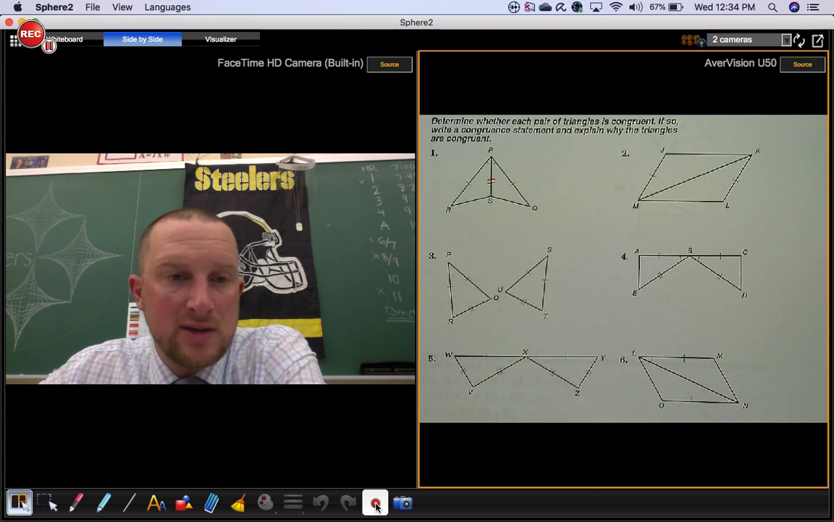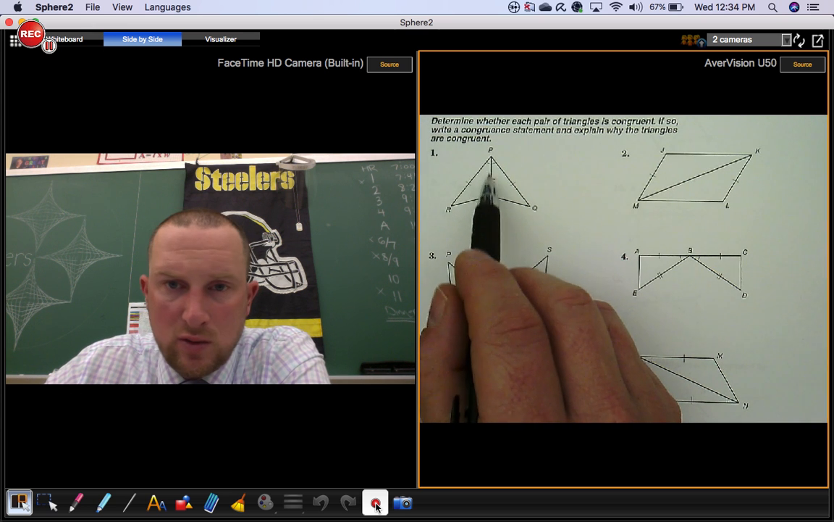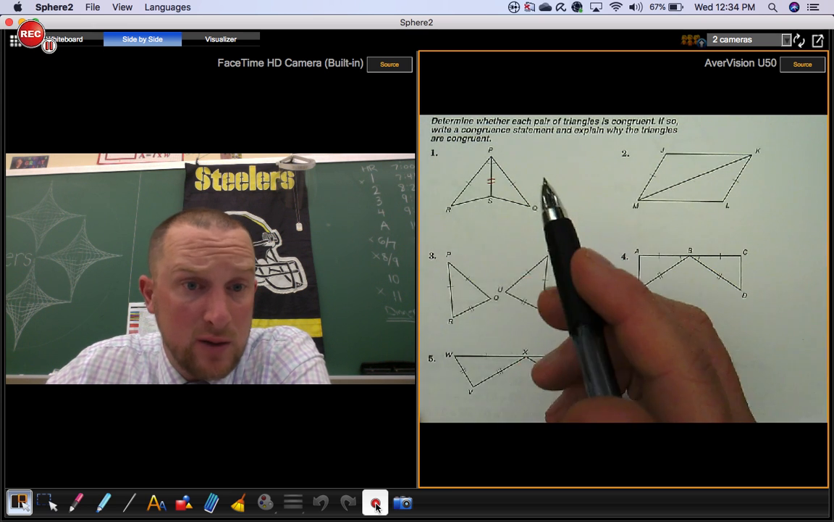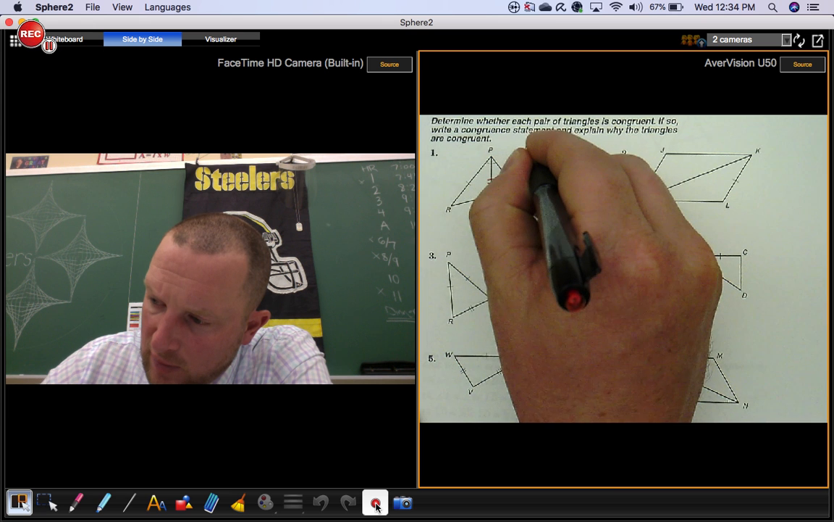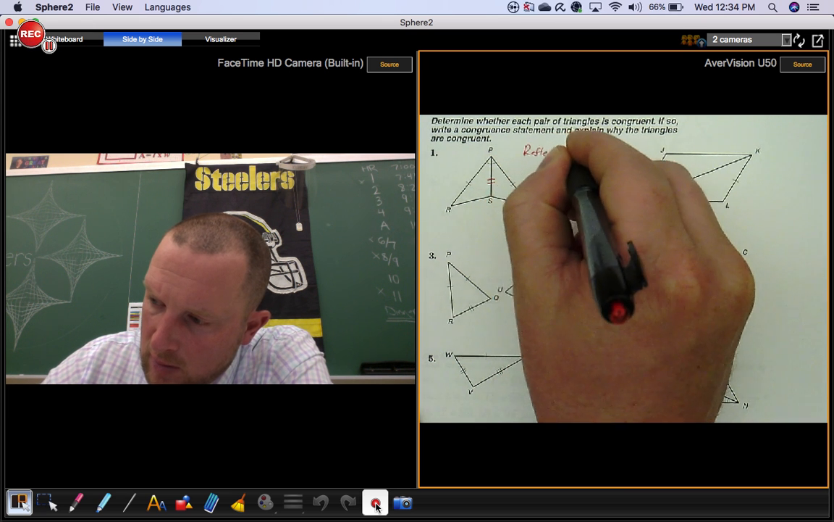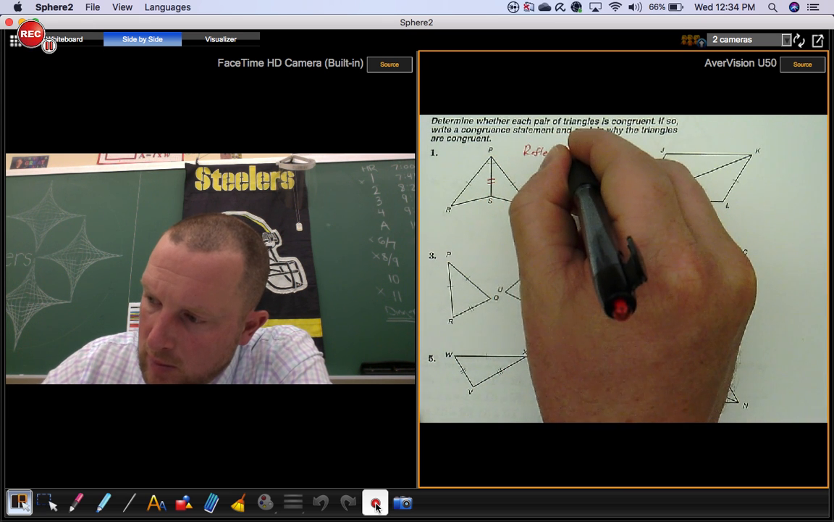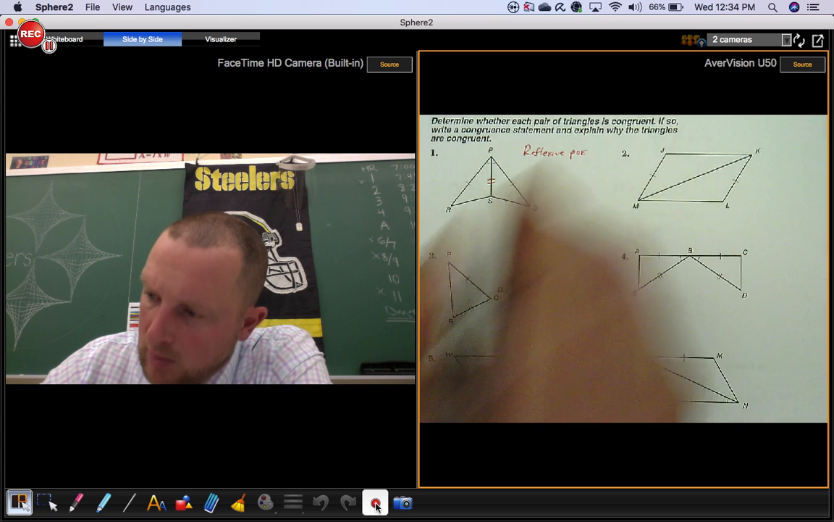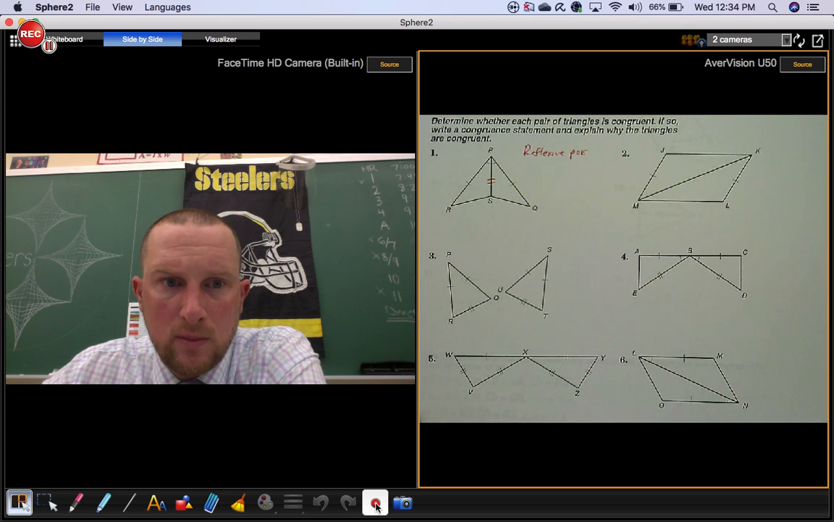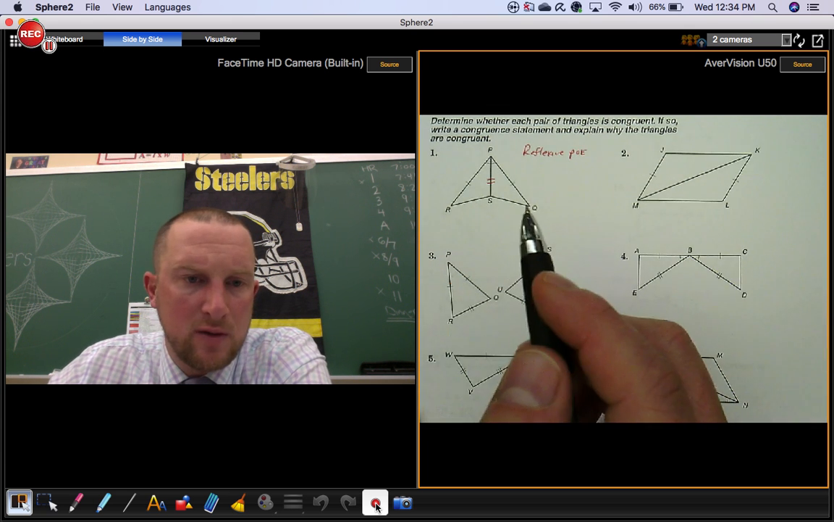notice how segment PS is on both triangles. It's definitely congruent to itself. So they're not going to tell you that this is congruent to itself. You have to know that. That's the reflexive property of equality. That's what we're using there to get that pair of congruent parts.